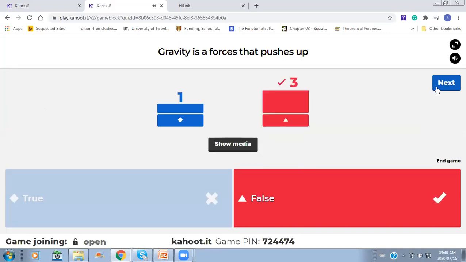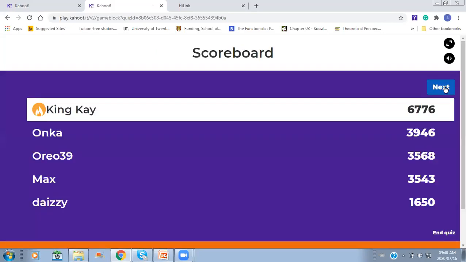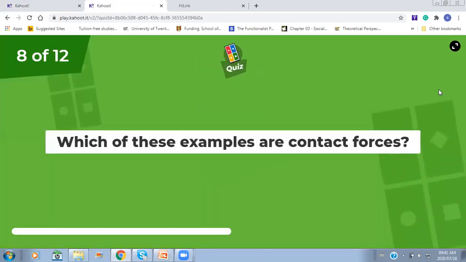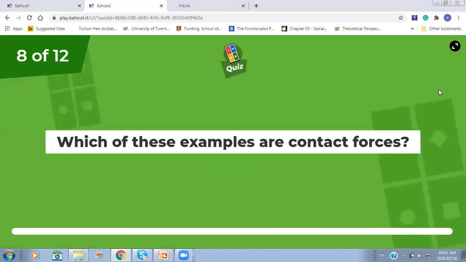Okay, so we have five. Three people got this one right and one wrong, and the other one did not answer. So let's see the one who got it. Yeah, K was the first person, followed by Max. Max has improved, followed by Oreo. Let's go to the next and see which of these examples are contact forces.